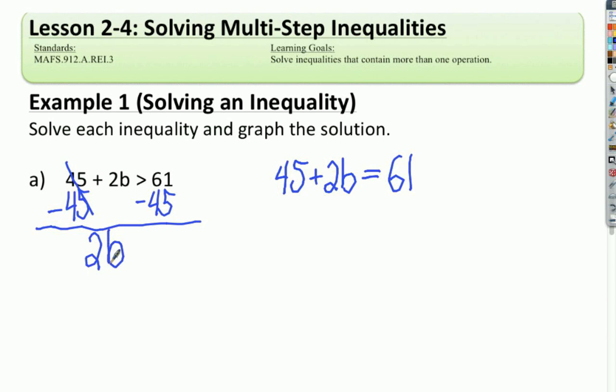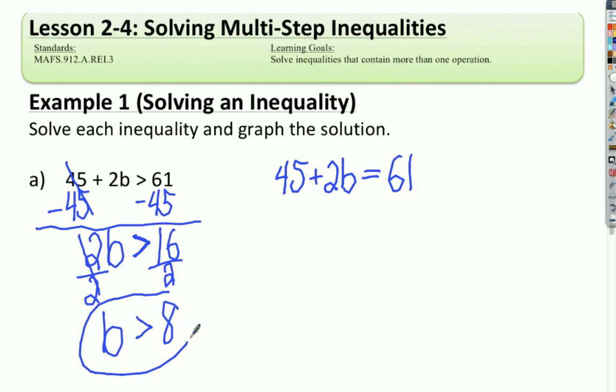And we're left with 2b is greater than, so we don't flip the symbol, we leave it alone, is greater than, and now we just need to do 61 minus 45, which is what? 16. So we have 2b is greater than 16. My really high level students just know the answer already. If you're not ready for that yet, that's no big deal. You divide both sides by 2, and then you'll get b is greater than 8. So this is the algebraic representation of the solution. Does anyone have any questions on how we did that?